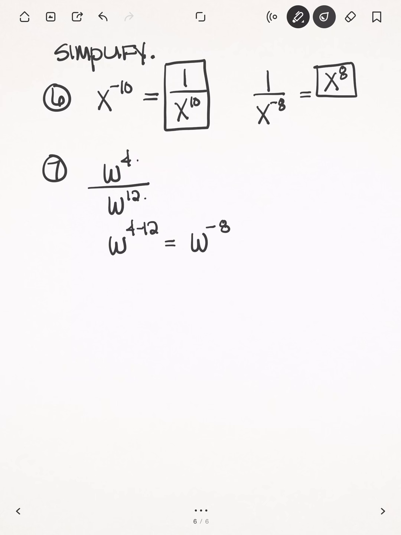Now, we ended up with a negative exponent like we had up above. So how do I get rid of that negative 8 exponent? I move it to the bottom, and I make it positive. And I'm done.